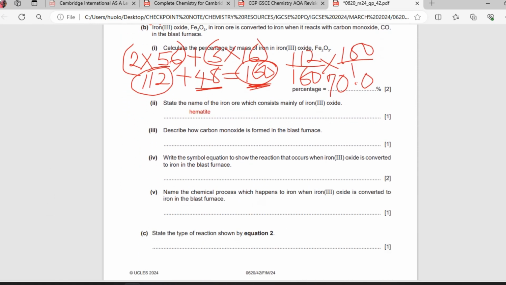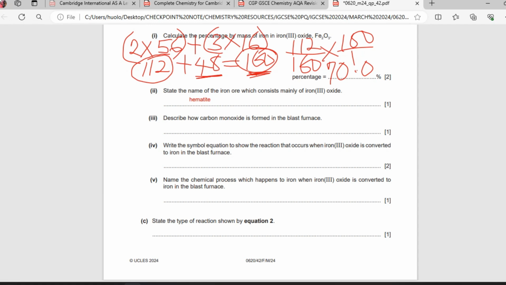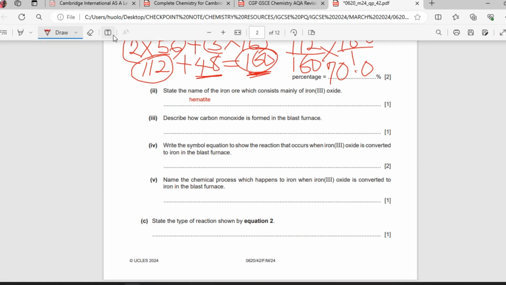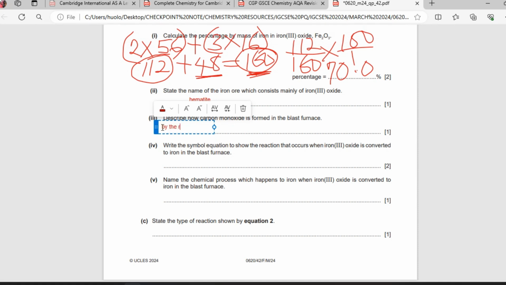Okay, so describe how carbon monoxide is formed. Our response: by the reduction of carbon dioxide with coke. Okay, so we are saying by the reduction of carbon dioxide with coke.